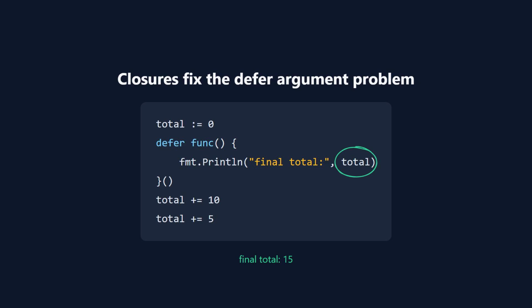This is the standard way to log a summary on the way out of a function, or record how long something took, or inspect a result just before returning it.